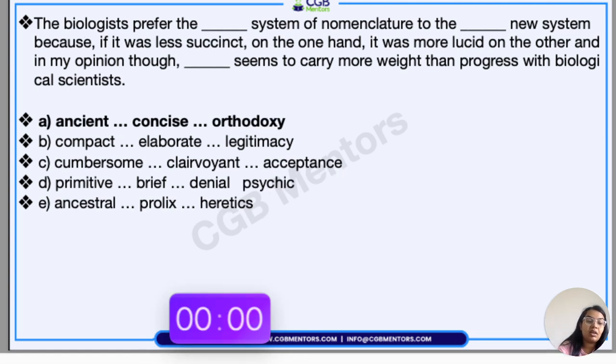Answer here is A. Triple blanks may look like so much work to do, but they are easy because at 3 places, since you are checking if the word fits or not, you get a combination where all 3 fit. Now here you can see the biologists prefer the system of nomenclature, that is naming something, to the dash new system because if it was less succinct on the one hand, it was more lucid on the other, in my opinion.